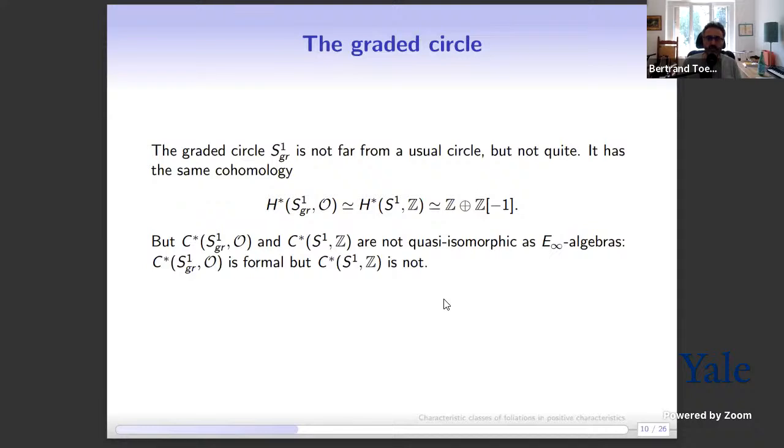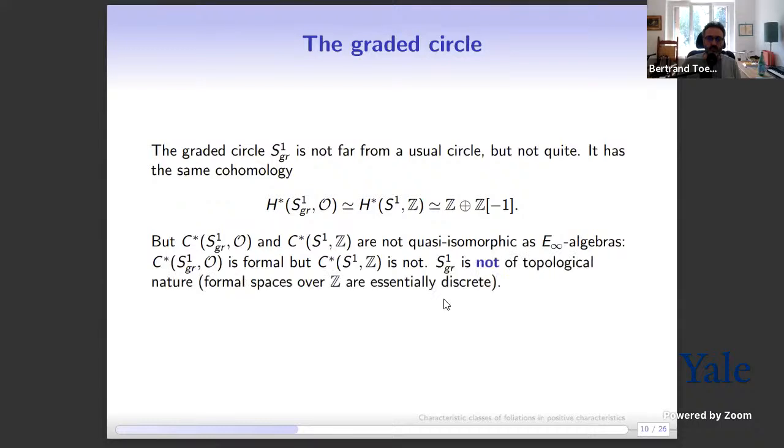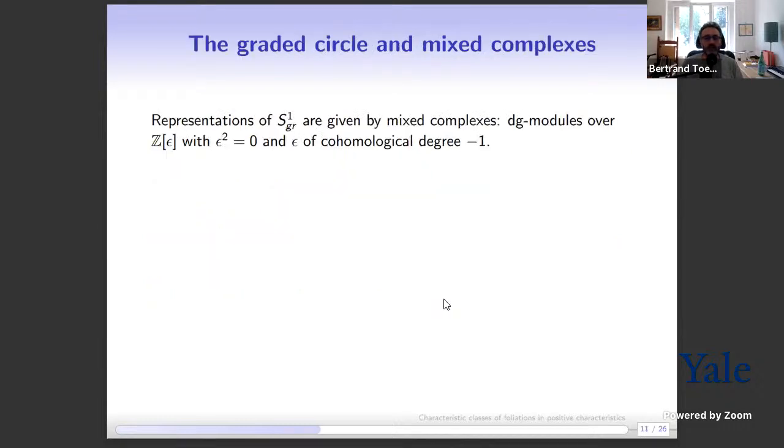Okay, so one has to be careful that this is not the usual circle. And because these spaces are never formal over Z, this graded circle cannot be associated to any topological space. So its cohomology is not the cohomology of a space, it's something else. So it's not something you can get out of topology. Okay, and that's the group that we're going to use to define the Hodge differential. This is where it comes from.